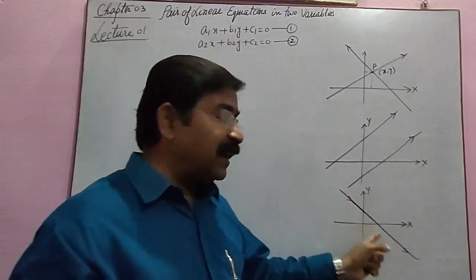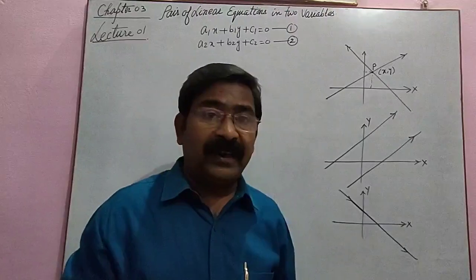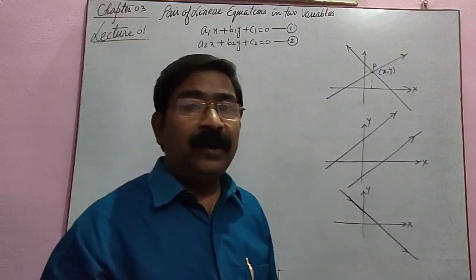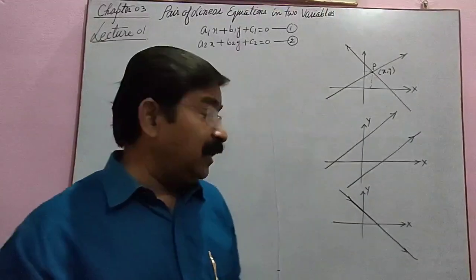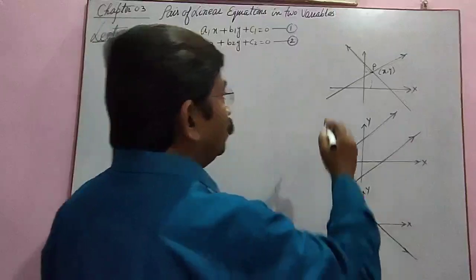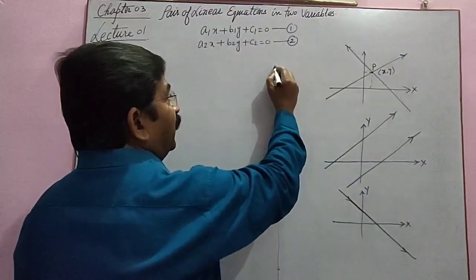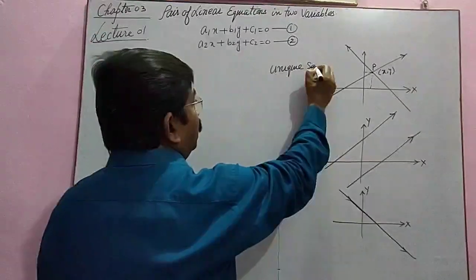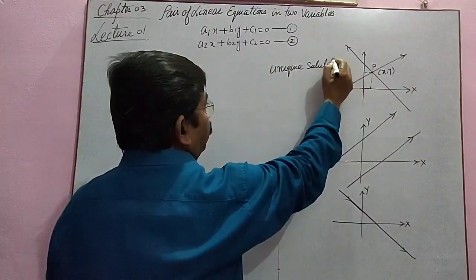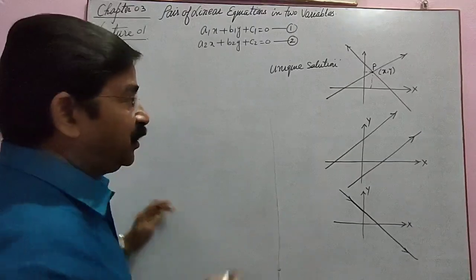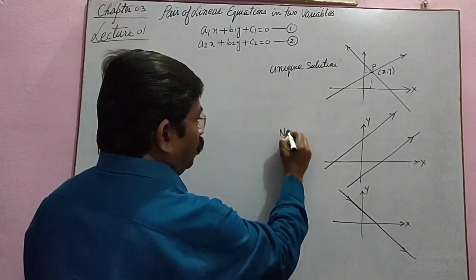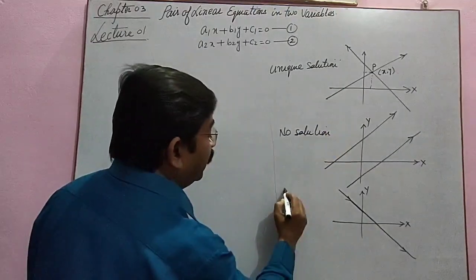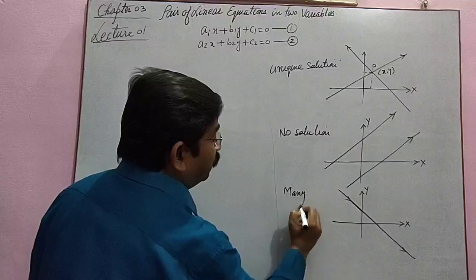So we have a single line, and you have been taught in class 9 that for a single line we have an infinite number of solutions, or infinitely many solutions. Here we have a unique solution when the lines intersect each other. Here we have no solution. And here we have many solutions.